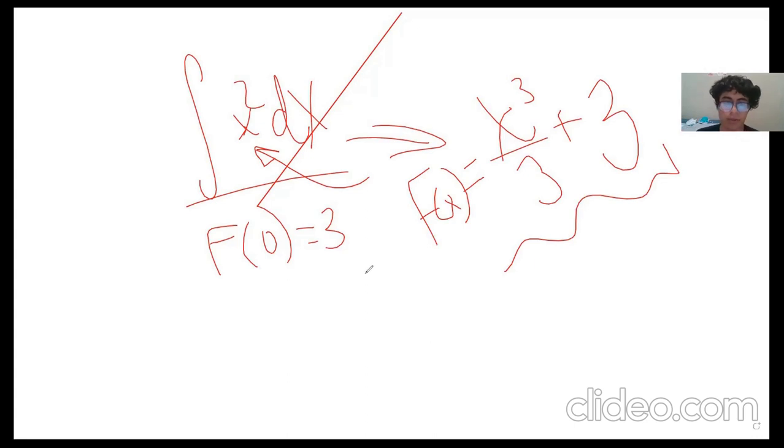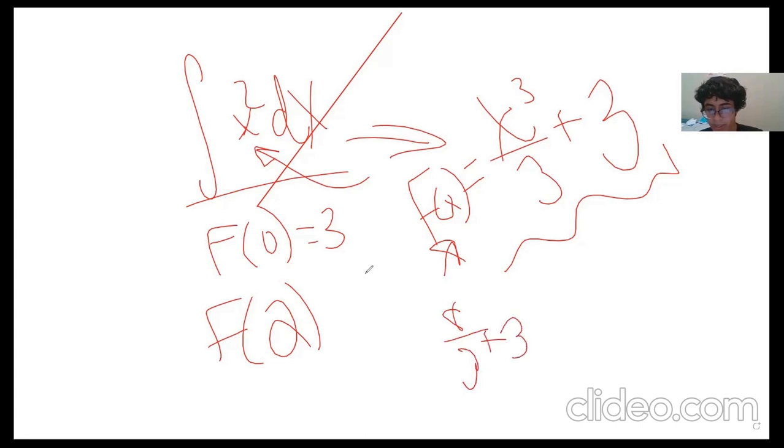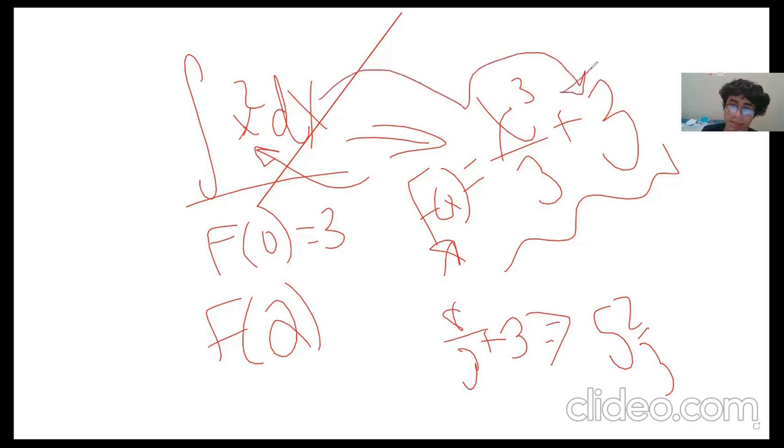So what if they then asked, what is f of 2? Now that you know this in particular, you know the function. This is a very simple algebra problem. You get 8/3 plus 3 by plugging in x equals 2, which is 5 and 2/3. But this can get complicated if you have a larger integral, with a 3-step process: first get the plus c, then figure it out. We could probably do this some other way.